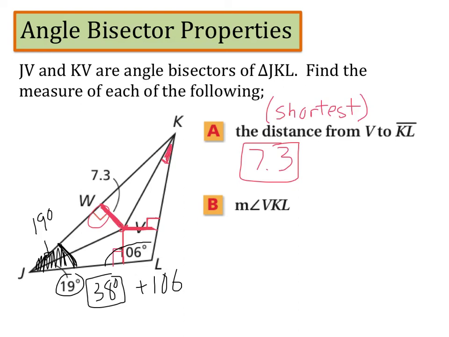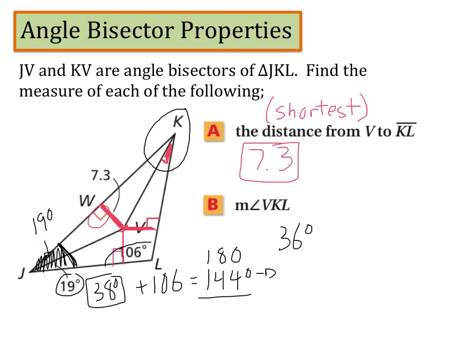So if I add up 106 and 38, I get 144 degrees. So I know that there is 180 minus 144 degrees left here. Let me just subtract those two, and what I'm left with is 36 degrees. Now, since point V is the incenter, I know this entire angle here that I circled is 36 degrees, but I just want half of that. So I split that in two, and I'm left with 18 degrees.